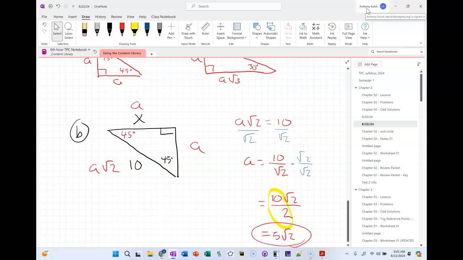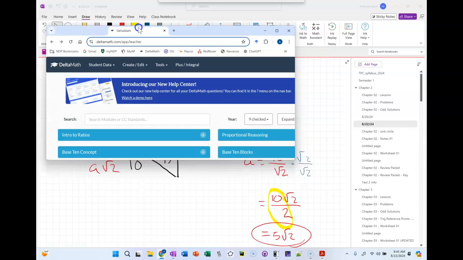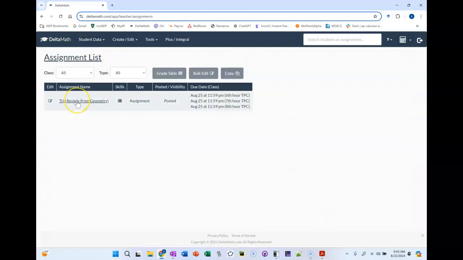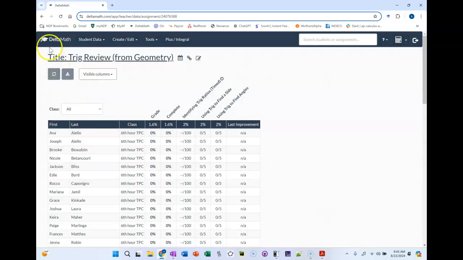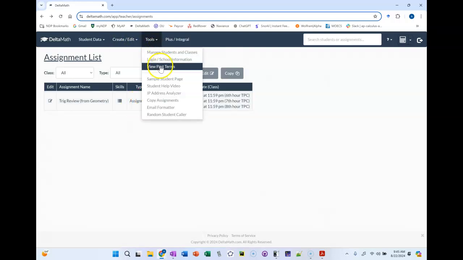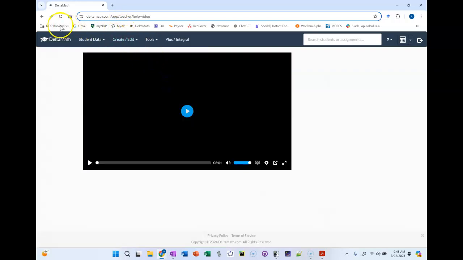I think this feels like a decent stopping point here. I'm going to give you guys some time to work now to practice on this stuff that we've just reviewed. So our practice is going to be on Delta Math. It's already there. I have a trig review from geometry assignment.